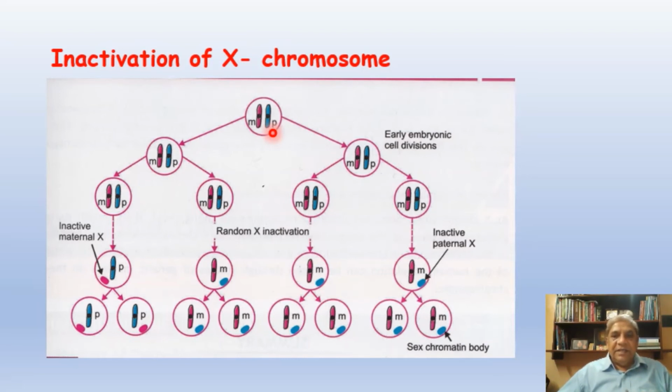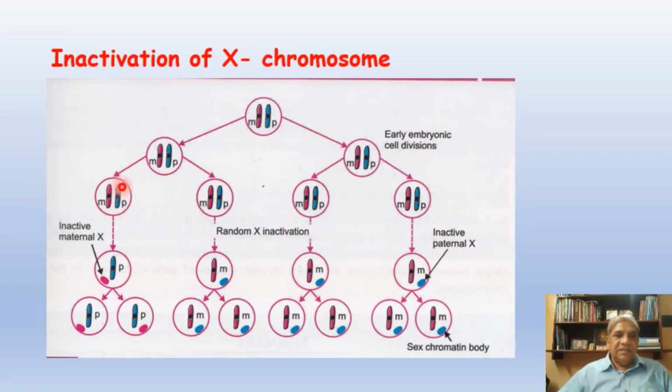Now it is an early embryonic stage, okay, and repeated cell divisions are taking place, and this cell division will keep on taking place, and there will be no change here. But when the 15th to 16th day of embryonic life approaches, random X inactivation will take place, okay. That means on that day one of the X chromosomes will become inactive, or condense, and will form the bar body or sex chromatin.